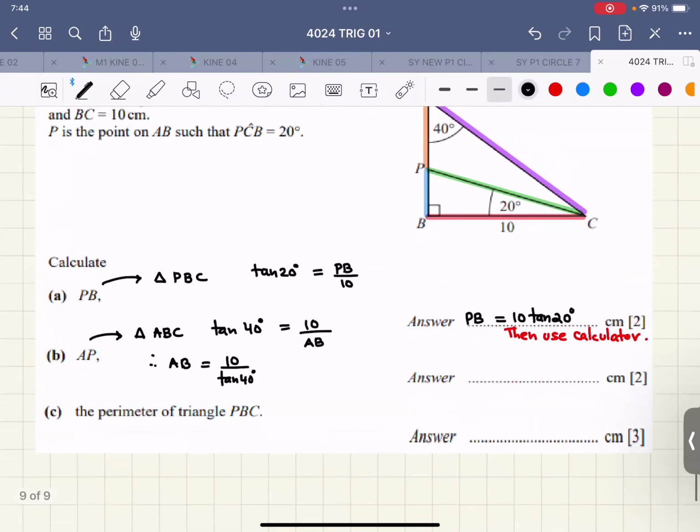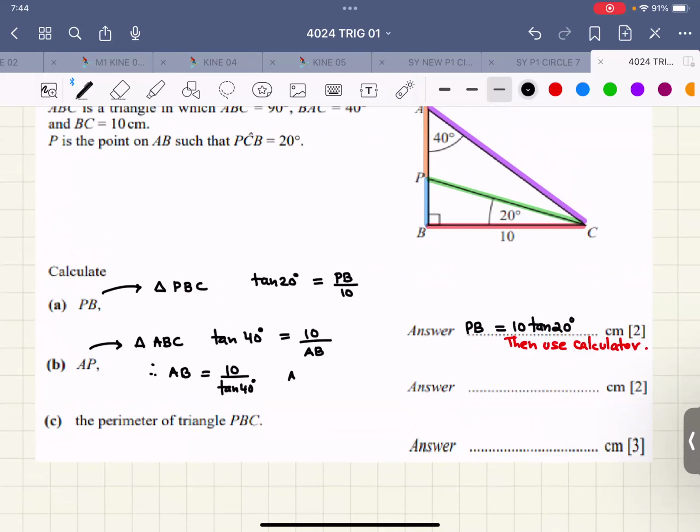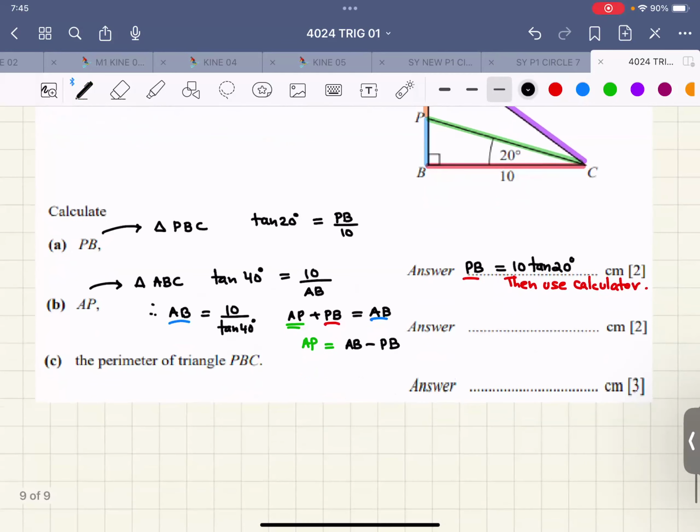We know that AP plus PB equals AB. We have just found PB. We are now finding AB. We found AB actually. So therefore, the green one, AP, equals AB minus PB. AB minus PB, and then you can write it over here. You can use the calculator value. That's up to you.